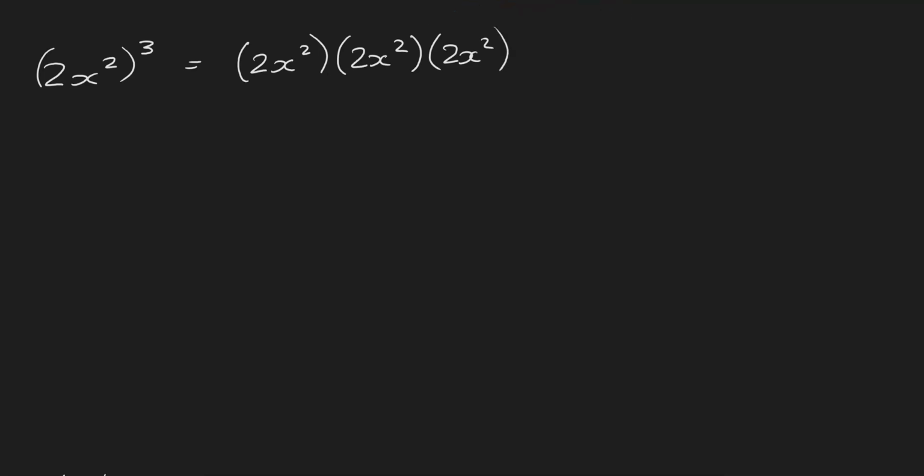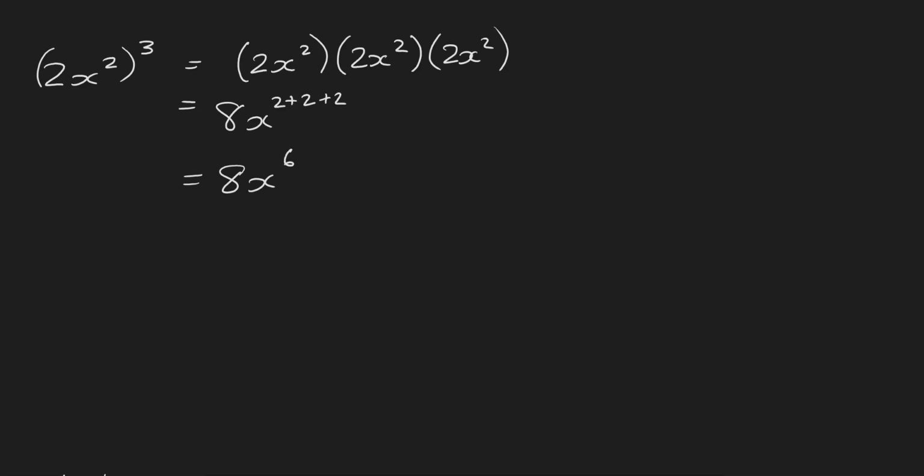Then we can just multiply this across. 2 times 2 times 2. 2 times 2 is 4. Multiply that by 2 again, becomes 8. Then we've got x squared multiplied by x squared multiplied by x squared. Well, that's x to the power of 2 plus 2 plus 2. That equals 8x to the power of 6.